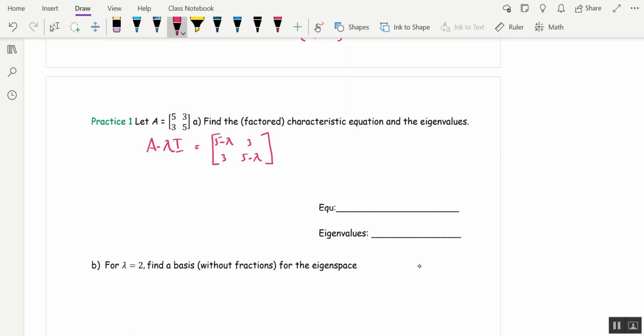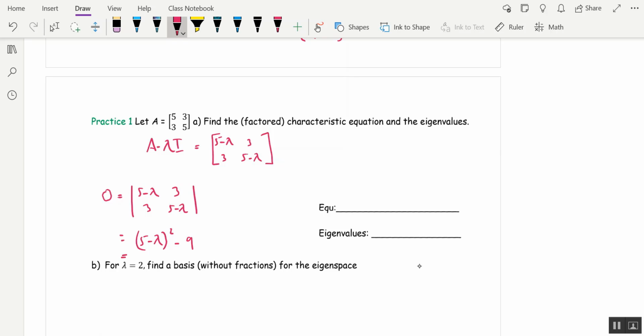Okay, now we want the characteristic equation. So I'm going to need to see 0 equals, and then I'm going to need to see the determinant sign of A minus lambda I. So 5 minus lambda, 3, 3, 5 minus lambda. Okay, so 0 equals, let's see, (5 minus lambda) squared minus 9. And that equals, let's see, where can I go?